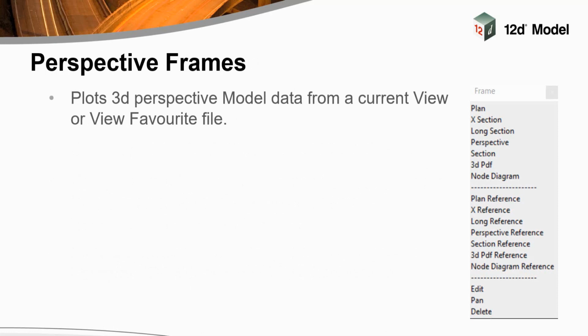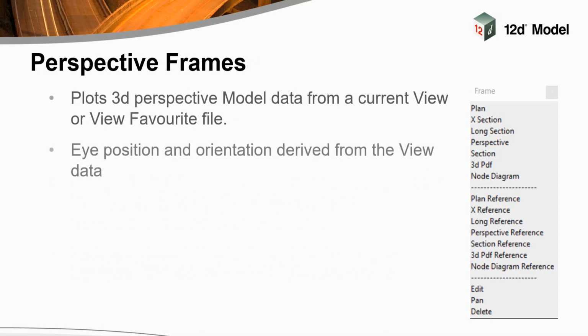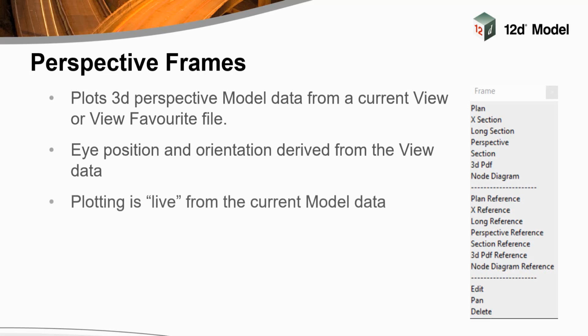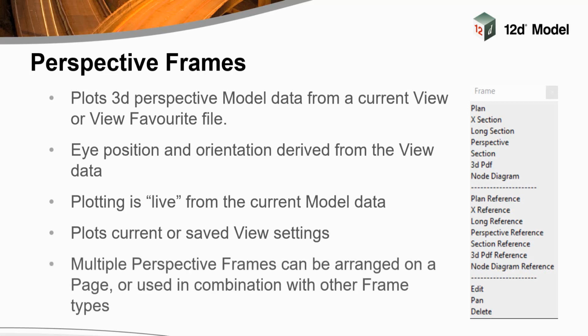Perspective frames. This plots perspective view data from a current view or a view favorite file. The eye position and orientation of the plotted data is derived from the view data. Plotting is live from the current model data. It plots current or saved view settings, and multiple perspective frames can be arranged on an MPS page or in combination with other frame types.